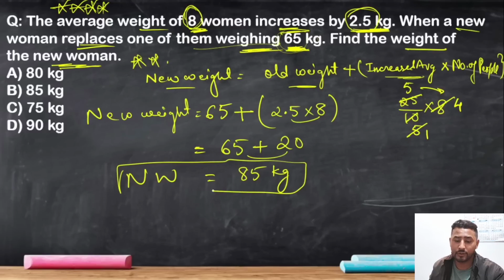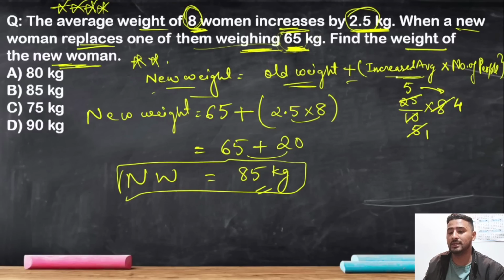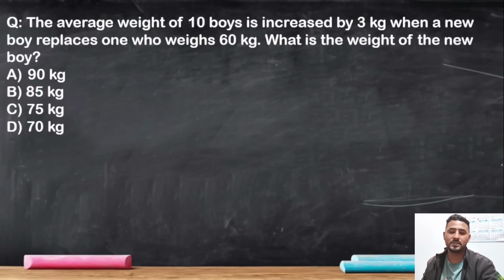So this is the new weight of the new woman. Find the weight of the new woman: it's 85 kg. I hope it is clear. New weight is equal to old weight plus the increase in average into the number of people. You should use this formula. So our answer would be option B. Let's see one more of this kind.